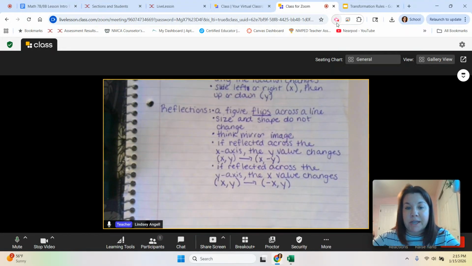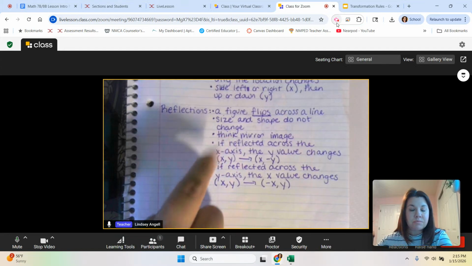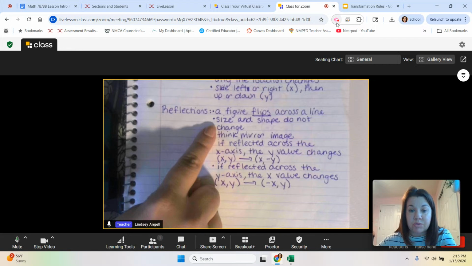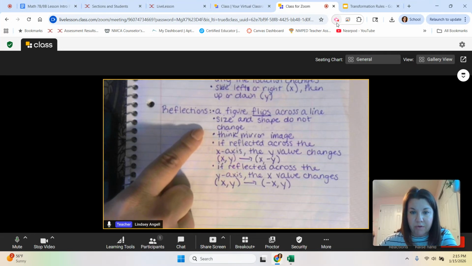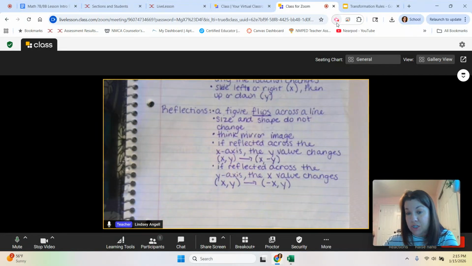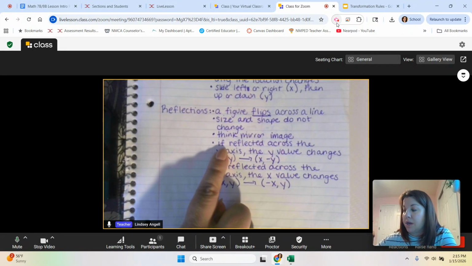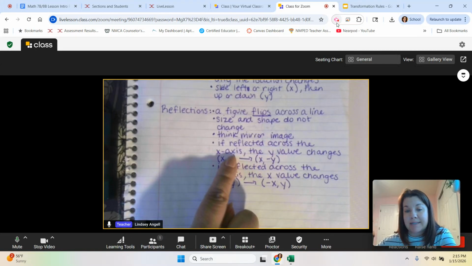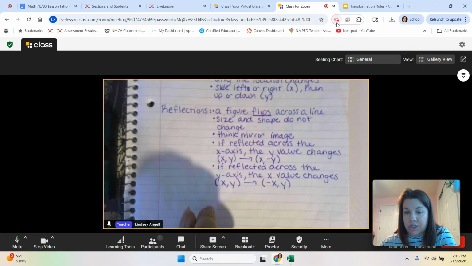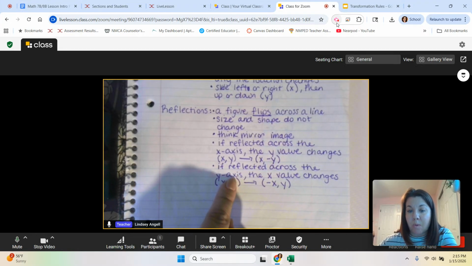We also learned about reflections. A reflection is when you flip across a line. That's the way you can think of it. You can also think mirror image. Again, the size and shape do not change, but this time the orientation does change. Everything is backwards. So I wrote down here: if reflected across the x-axis, the y value is the one that changes. If reflected across the y-axis, the x value changes, okay?